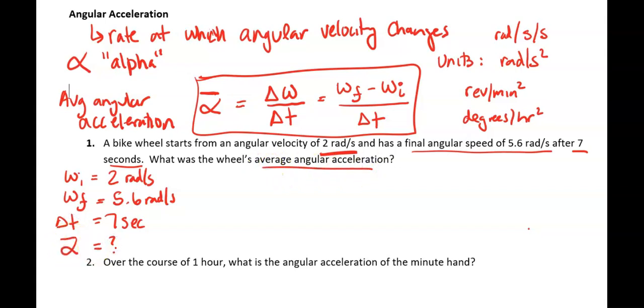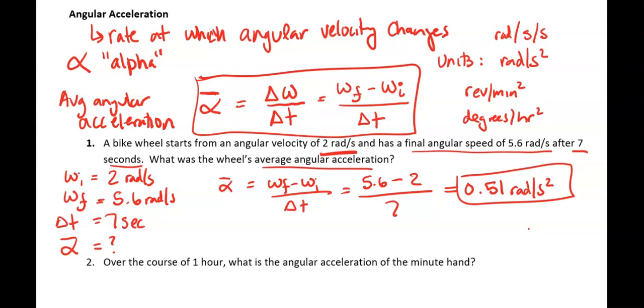Cool. Let's go ahead and plug it all into that good old equation we just wrote above. So again, it's omega f minus omega i, over change in t. So 5.6 minus 2, over 7. Cool. So let's look at the last one.